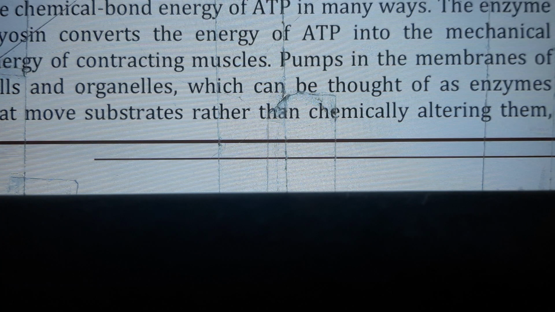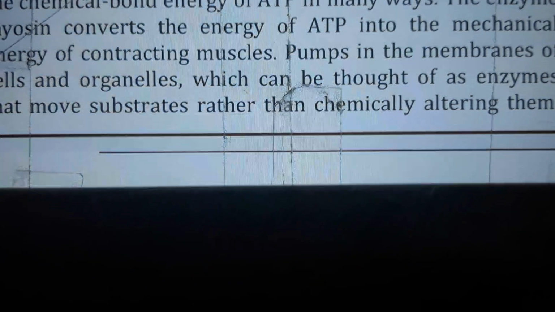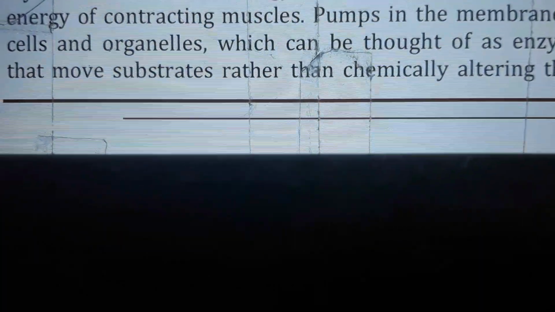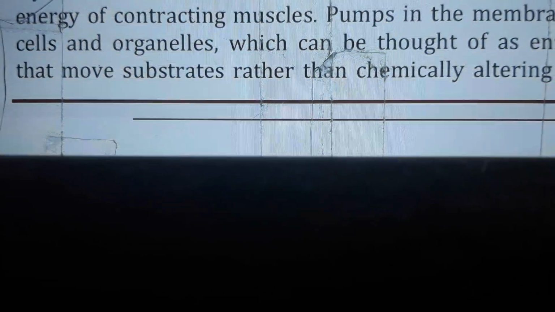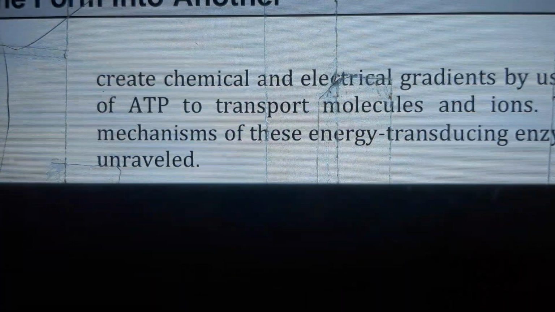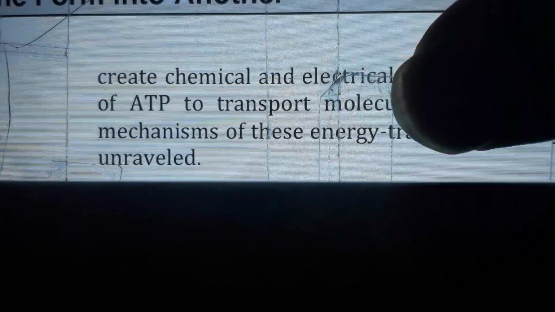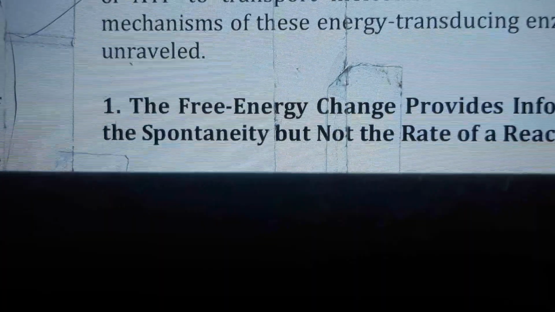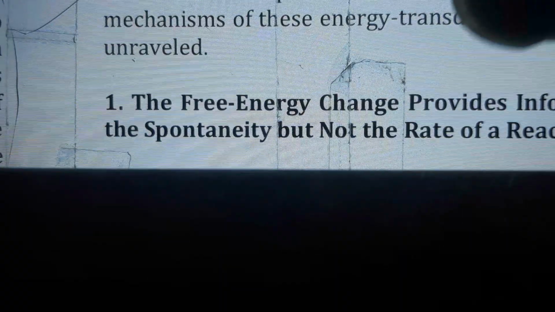Enzymes may then use the chemical bond energy of ATP in many ways. The enzyme myosin converts the energy of ATP into the mechanical energy of contracting muscles. Pumps in the membranes of cells and organelles, which can be thought of as enzymes that move their substrates rather than chemically altering them, create chemical and electrical gradients by using the energy of ATP to transport molecules and ions. The molecular mechanisms of these energy-transducing enzymes are being unraveled.